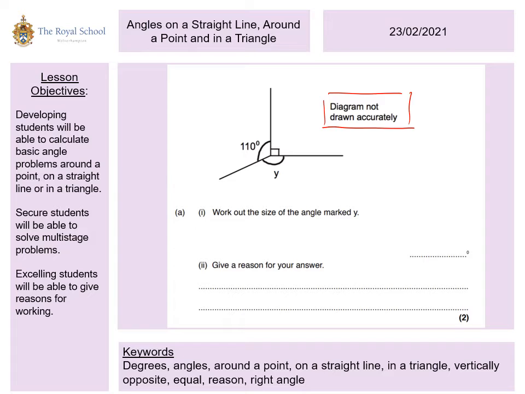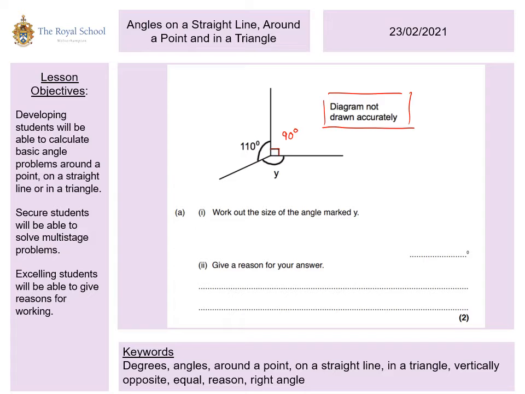Unless it says specifically that a diagram is drawn accurately, you're not going to be able to use protractors on these, so we need to use our angle knowledge. Now, of course, I've only reminded you of one single angle property, so it's got to be that one that we're looking at here. So the first thing to notice, we've got a squared off angle here, a right angle, so this should be 90 degrees, and then we've got angle Y missing.